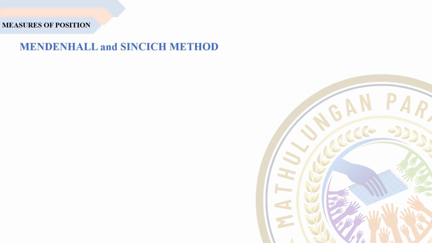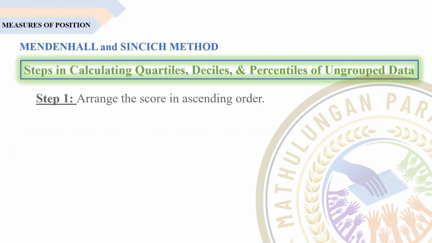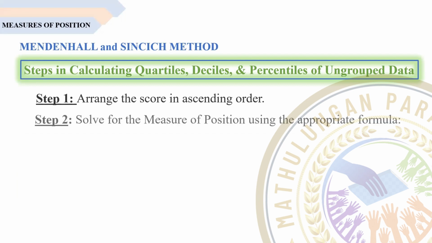There are steps na dapat nating sundin at i-consider when we are using Mendenhall and Sincich method. First, we have to arrange the score in ascending order. So, ibig sabihin yan, aayusin natin yung data natin from least to greatest value. Step 2, solve for the measure of position using the appropriate formula.